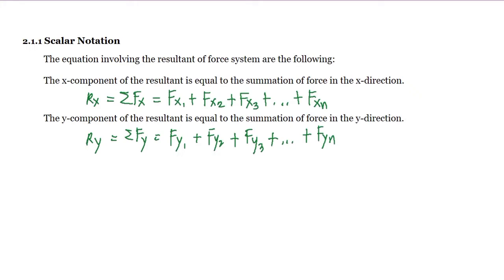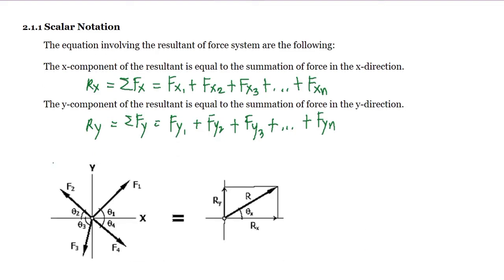Ang susunod na pag-uusapan natin is the scalar equation. The equations involving the resultant of force systems are the following. The x component of the resultant is equal to the summation of the force in x direction. Let's consider this force system here. In this case, the F1, F2, F3, and F4 are concurrent because they meet at the origin. Now, if we are going to compute for the resultant along the x direction, or the x component of the resultant R, it is just equal to the summation of the x components of all the forces.